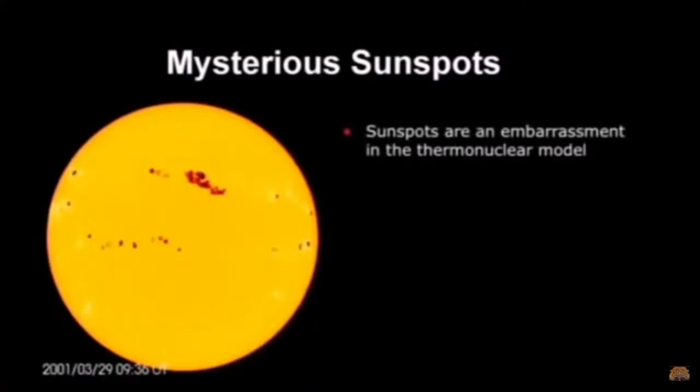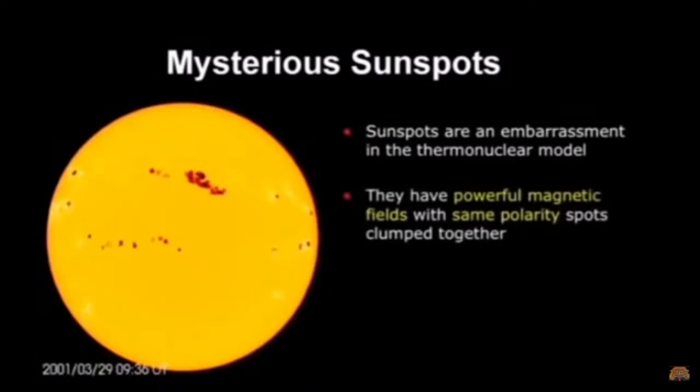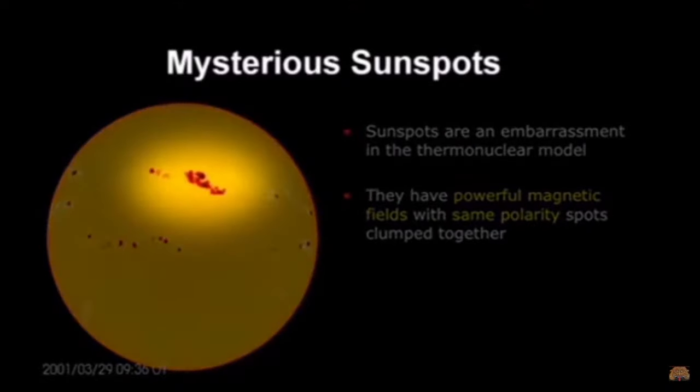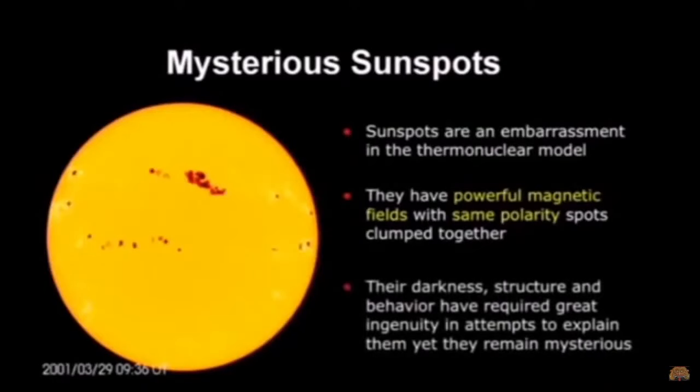Sunspots are an embarrassment in the thermonuclear model. They have powerful magnetic fields with the same polarity spots clumped together. Now, normally the same polarity magnetic fields push one another apart. However, the magnetic field here is a signature of the Birkeland currents piercing the photosphere. And the pinch effect means the magnetic field is very intense in sunspots. They are drawn together because parallel currents attract. It's as simple as that. Ampere's law. Their darkness, structure, and behavior have required great ingenuity in attempts to explain them, yet they remain mysterious.